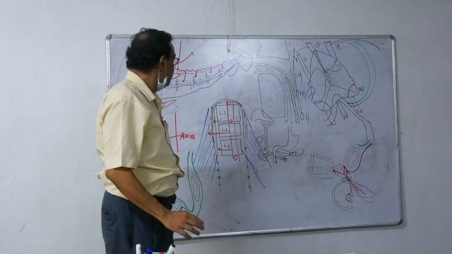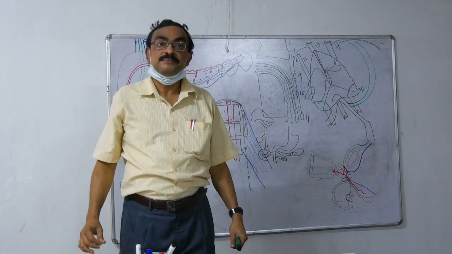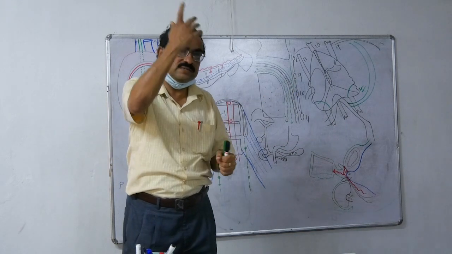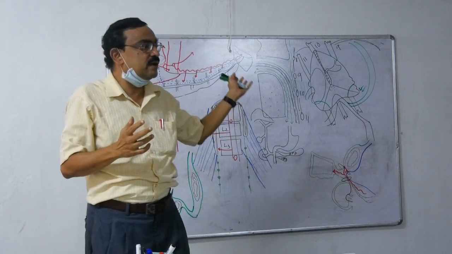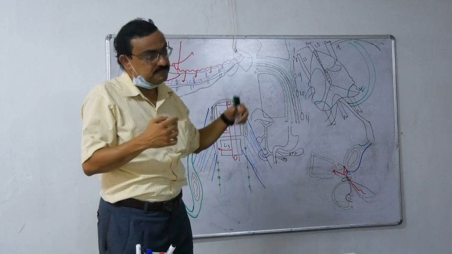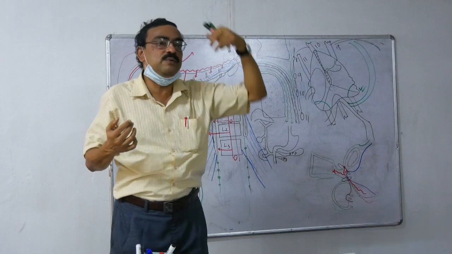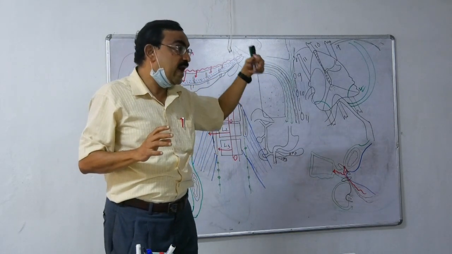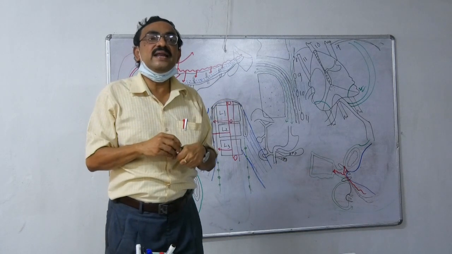Okay. Now, clinical anatomy. The nerve supply is more or less the same, sympathetic from the celiac ganglia and parasympathetic from the vagus, actually the left vagus nerve, most of which enters into the celiac ganglia. From here we get the parasympathetic supply. Okay. Now about the clinical anatomy.